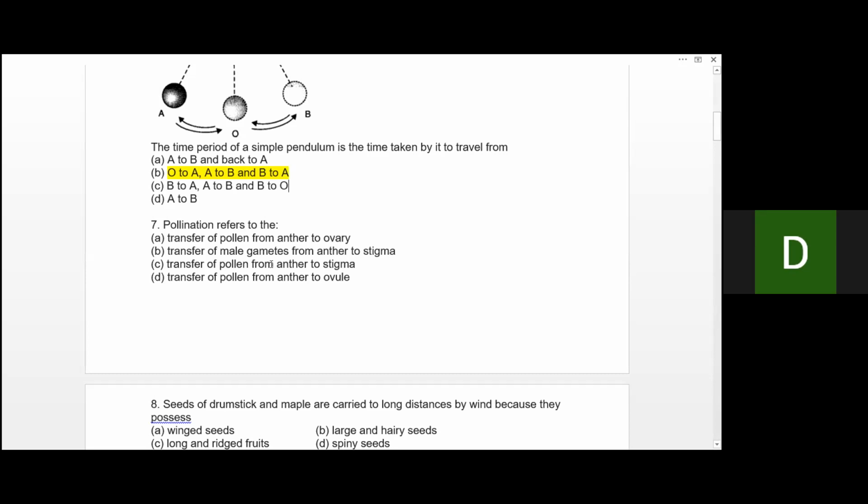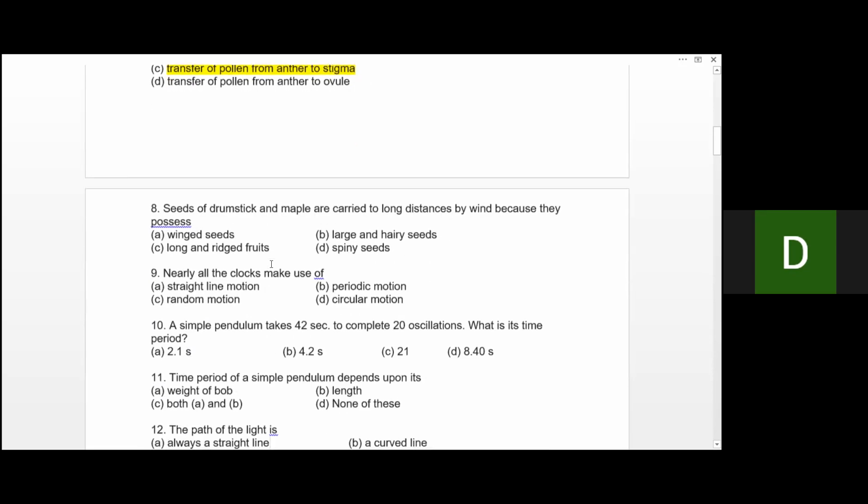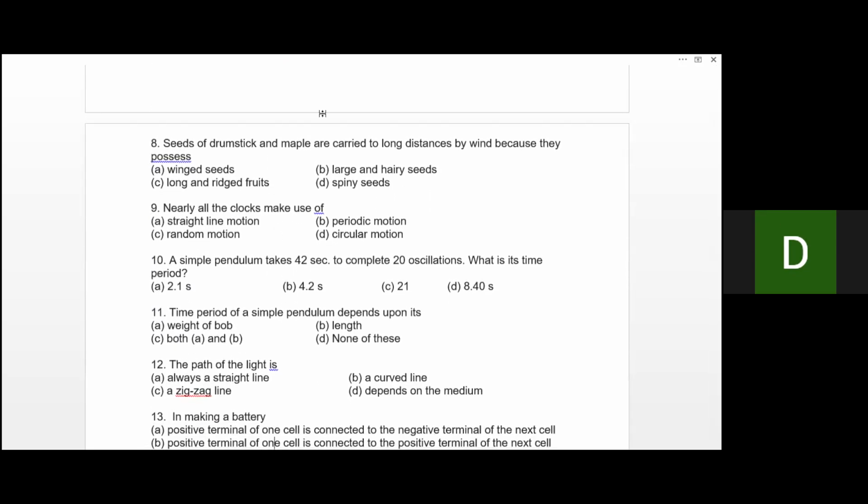Yes, scroll down. Number 8: seeds of drumstick and maple are carried to long distances by wind because they possess what type of seeds? Winged seeds. Yes, ma'am, A is winged seeds. That's why they are carried by the wind. Okay. Nearly all clocks make use of straight line motion, periodic, random, circular motion.